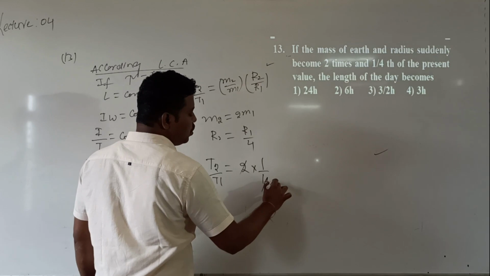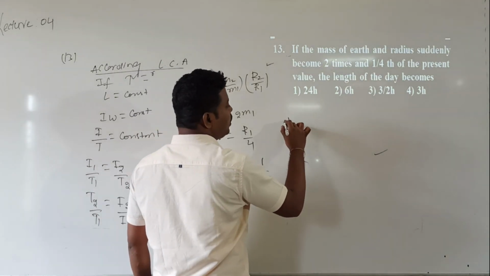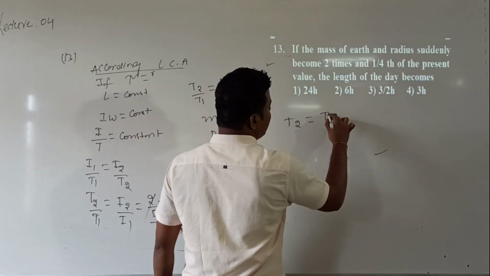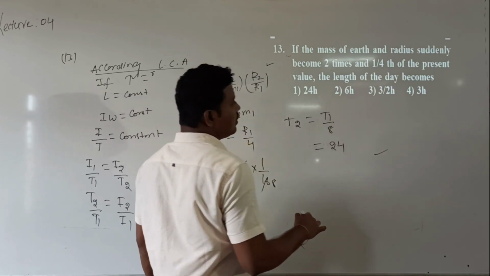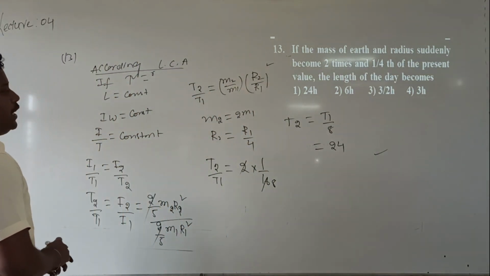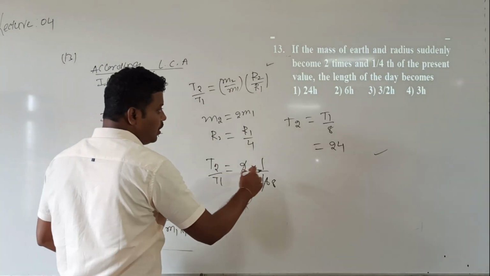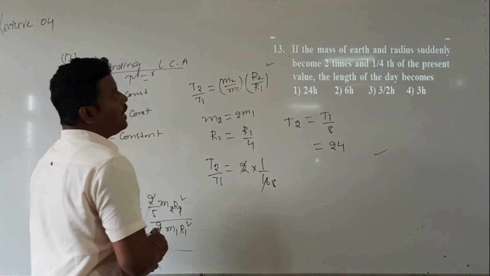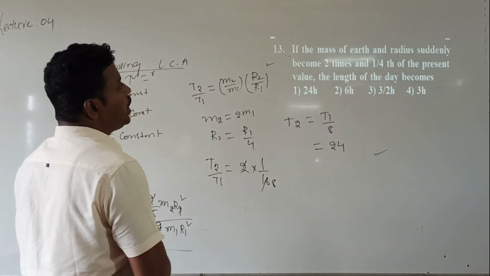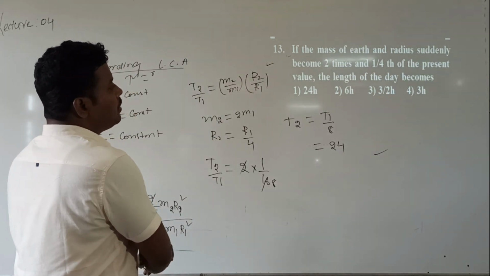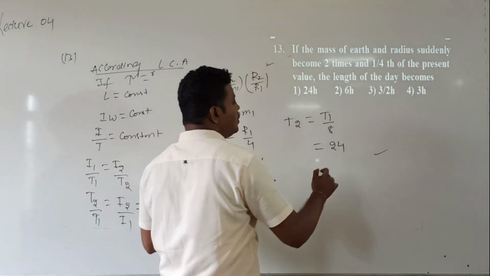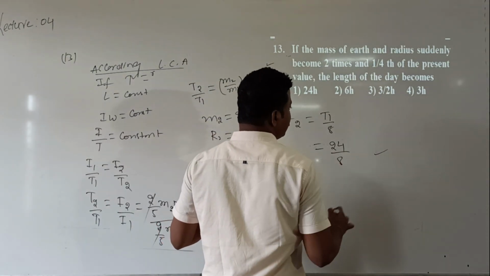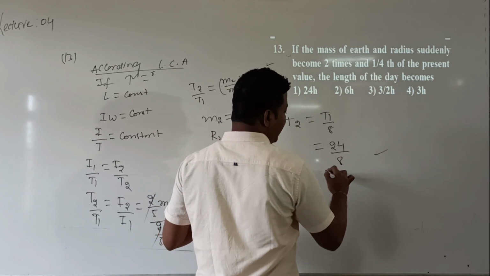So 2 1s are 2, 8s are. Then what will we get? t2 is equal to t1 divided by 8. So what is t1? 24 hours. Correct? The mass of the Earth and radius suddenly become 2 times and 1 by 4 times. 1 by 4 only, so there is no other alternative. Divide by how much? Divide by 8. So t1 is 24 hours by 8.